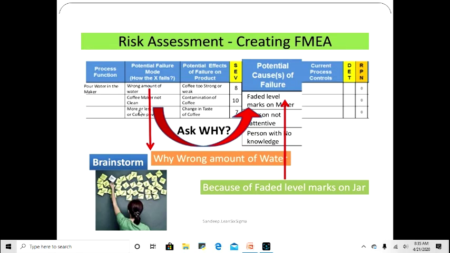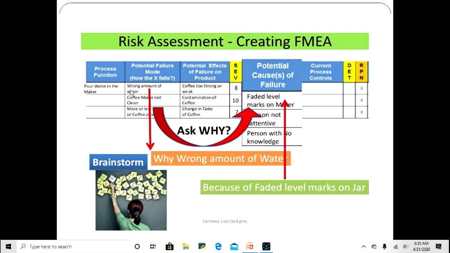Okay, more or less coffee powder added. Why? Maybe again the person is not attentive. Also, sometimes the person is not knowing how much to add. Right? The person has no knowledge of how much sugar or coffee powder to be added. So in such cases, the person is a new person who you have appointed for coffee making, and the person has no knowledge. So in such cases, you have to train him, right? But for things like a faded level on the marker, you have to rectify the machine. Whereas if a person is not attentive, it is directly going to the person.